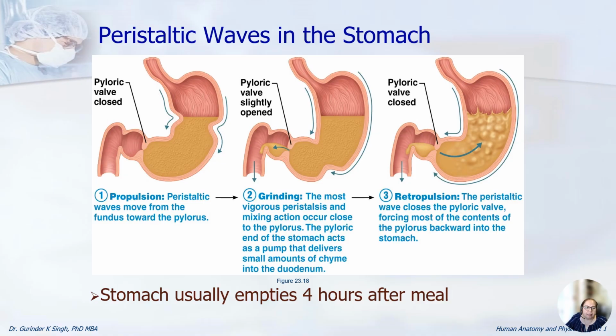So let's look at this. The first one is propulsion. The peristaltic wave will move towards the pylorus. Then a slight opening of the pyloric valve occurs, and the more vigorous movement that follows is the grinding, with the stomach acting as a pump to mix things together, and then retropulsion. Once they mix, they all move towards the pyloric side, and then move backwards, upwards, which is known as retropulsion.